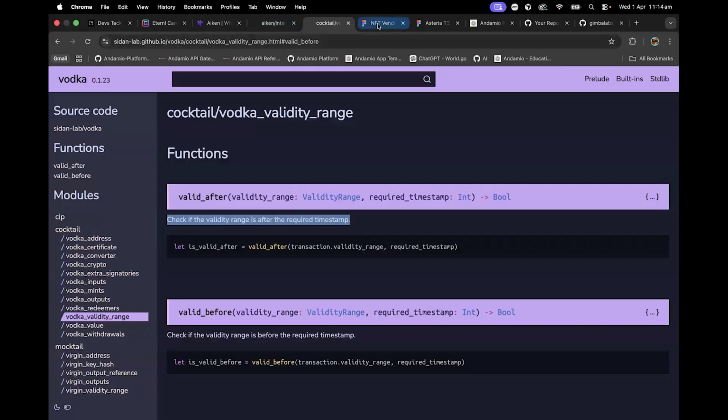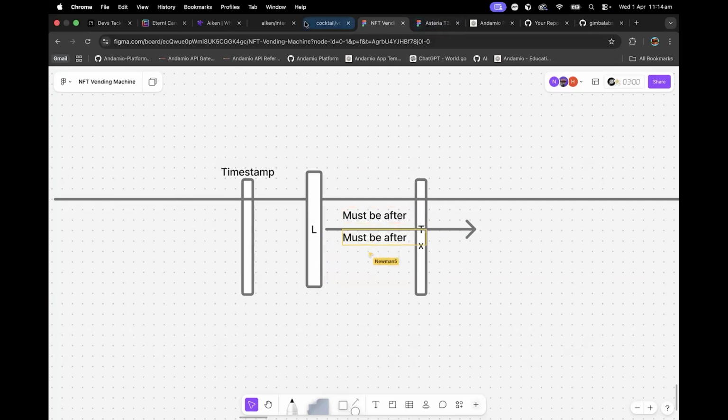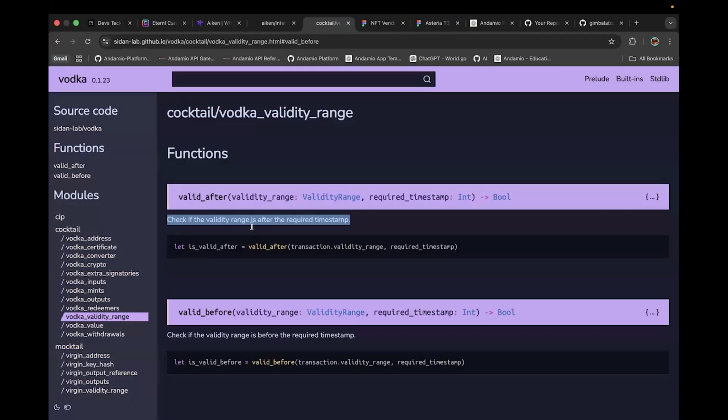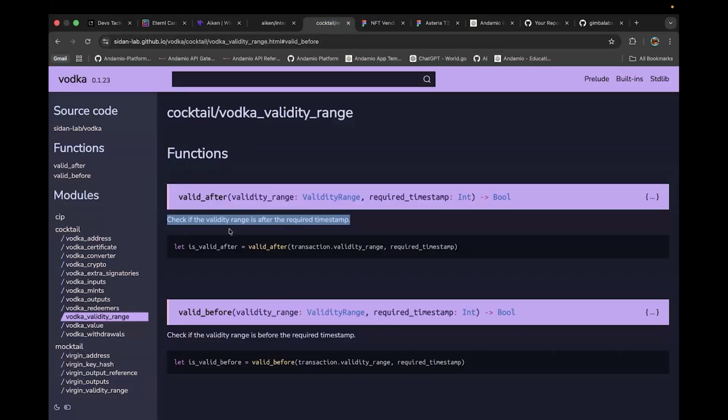So we just do this, right? So this is the timestamp. Oh, wait a minute. Validity range after? That means is the lower limit after the timestamp, is what they're saying. Well, is this valid? This is valid after. Yeah, yeah. We can basically use that now. This one. Yes.